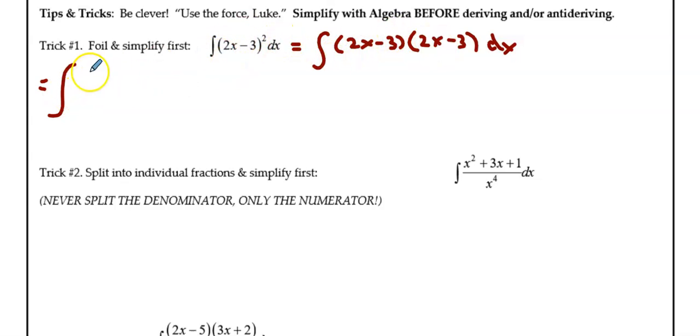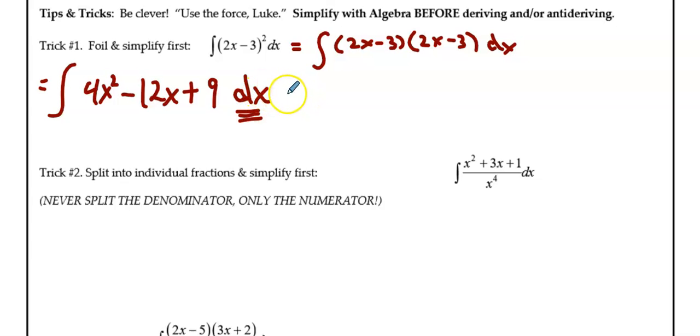Let's just do what we normally do because we know how to foil this. We're calculus kids, right? So (2x) squared is just going to be 4x squared. Then we're going to multiply and double. We get negative 6x, so we double that to negative 12x. And then negative 3 quantity squared is going to be 9. And again, guys, please don't forget your dx. It's really, really important to write the dx out.